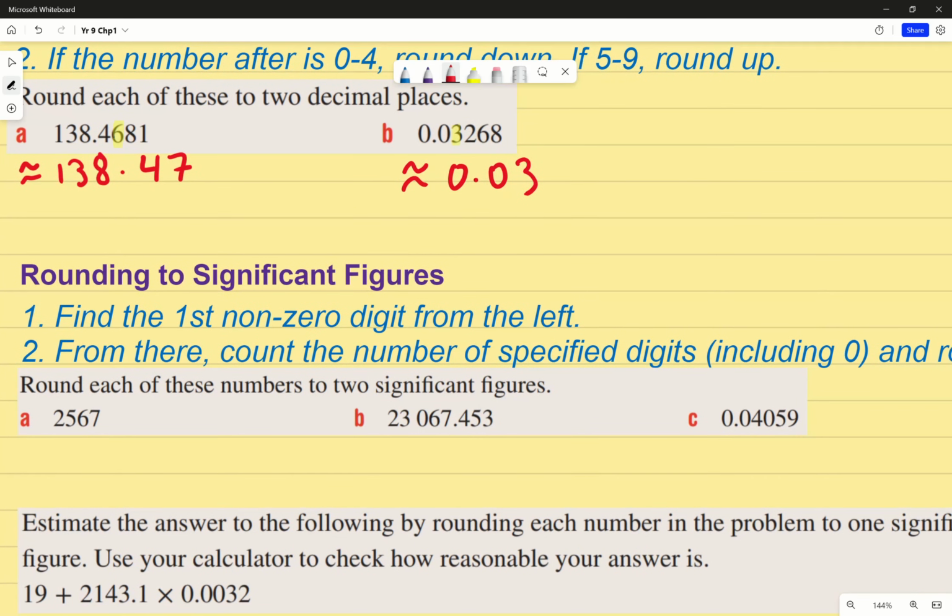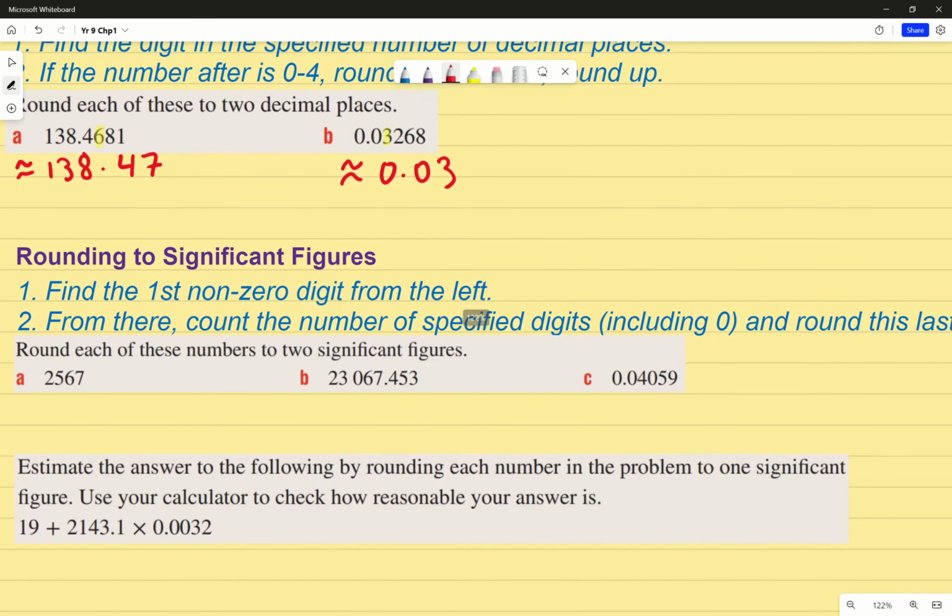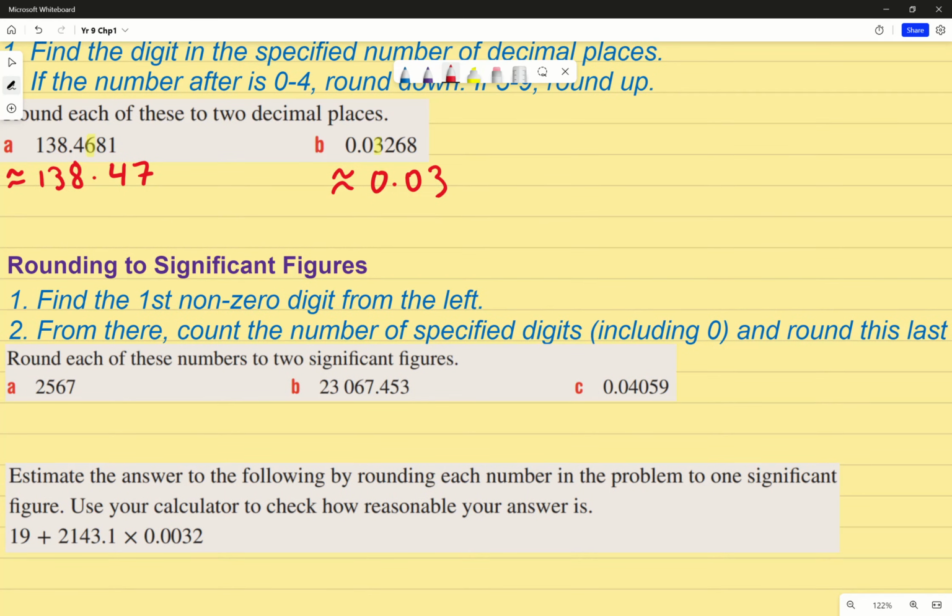Significant figures are a little bit different, because we don't normally use these in our quote-unquote everyday life. It's not as common, right? To round to significant figures, we have to do, again, 2 steps.